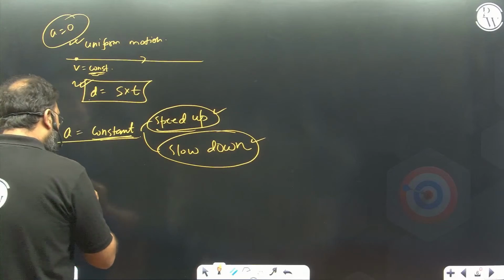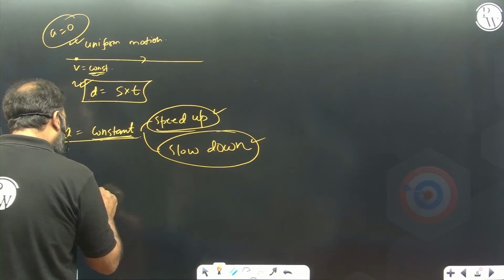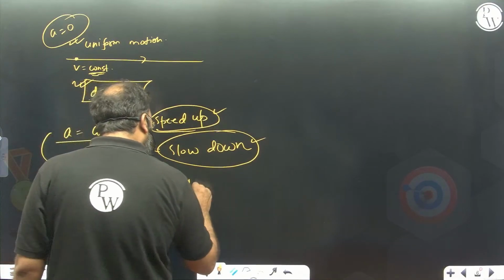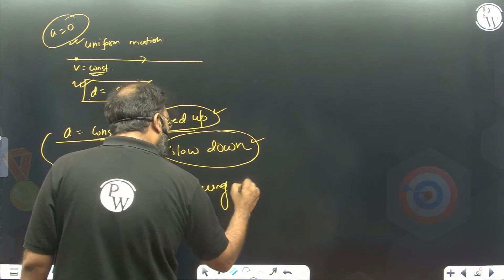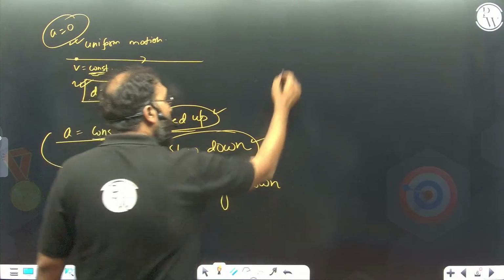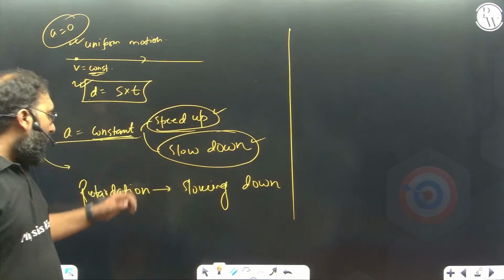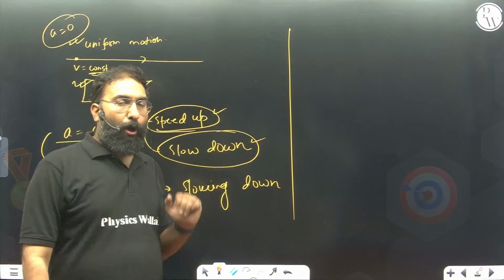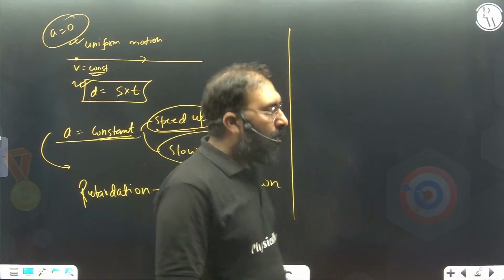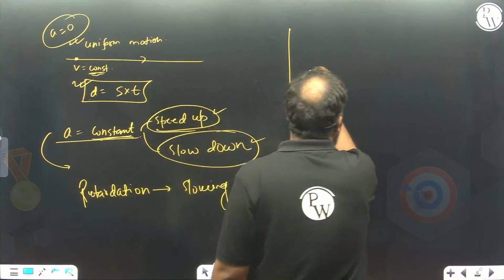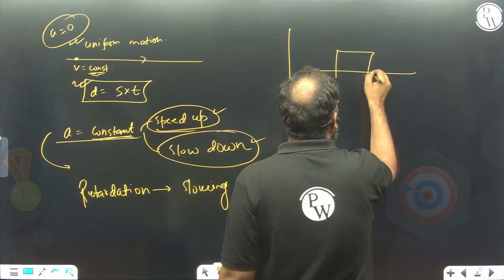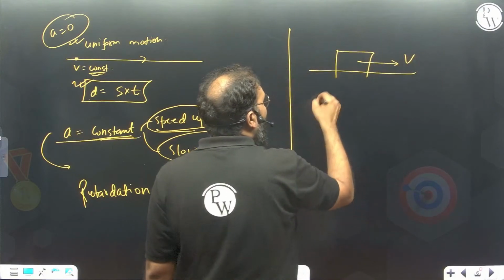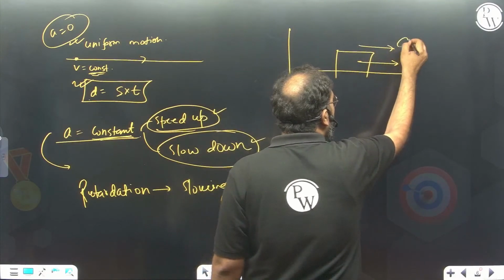But when I say retardation, a specific word, retardation means slowing down. It means the particle will be slowing down. So when will these situations arise, when the particle is slowing down or speeding up? Let's say we have some particle here and I give a velocity in this direction, and the acceleration is also acting in the same direction.